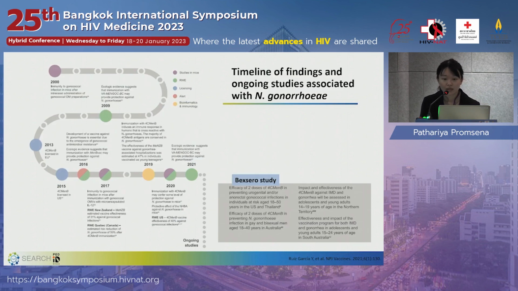And this is the timeline of study findings associated with gonorrhea. RCTs of licensed meningococcal B vaccine to prevent gonorrhea have either started or plan to start in the US, Australia, and also Thailand. And we are one of the sites of the Bexsero study, an ongoing RCT that evaluates the efficacy of Bexsero vaccine in an adult risk group.